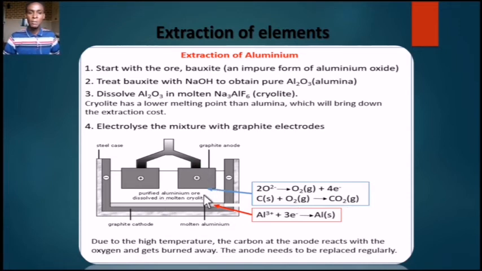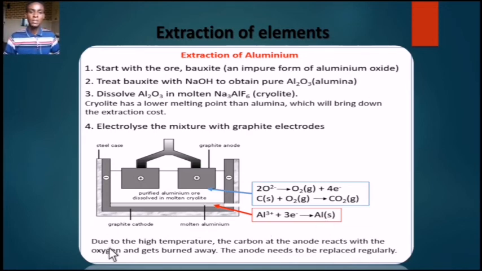Now purified aluminium ore is dissolved in molten chloride. We've established that already. Now at the cathode, this is our cathode. We're seeing here the graphite cathode. So at the cathode, aluminium is formed and is collected over here. So aluminium, the same electrolytic process.